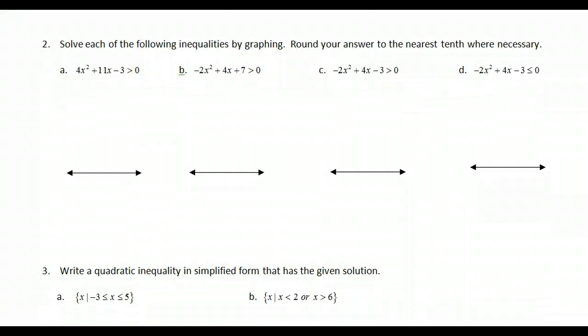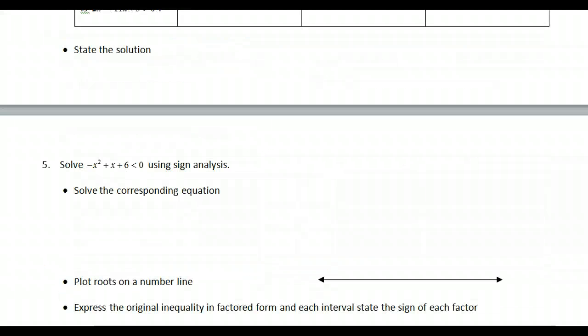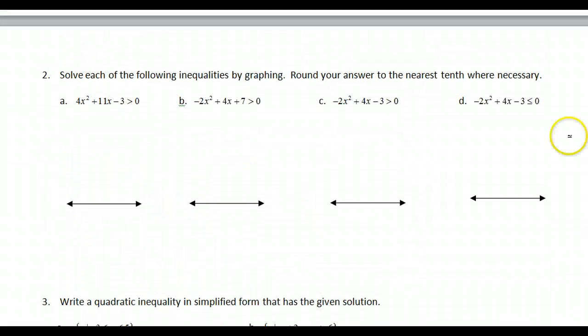Solve each of the following inequalities by graphing. Round your answer to the nearest tenth where necessary. Basically, what you want to do is graph these, find the intercepts, and then use those values. Let's take one of these. We'll do one, and I would do this in class as well. If I were doing this with you, I would do one of these. So negative 2x squared plus 4x plus 7.